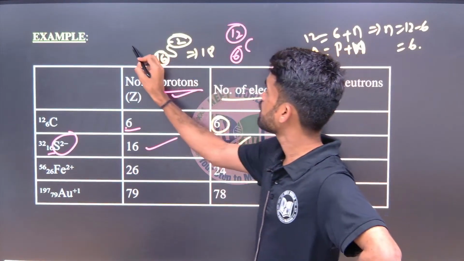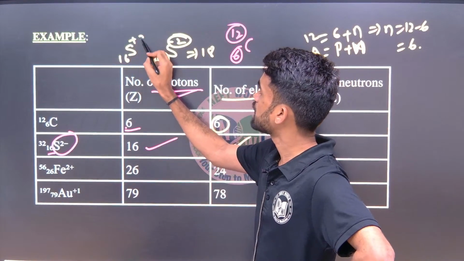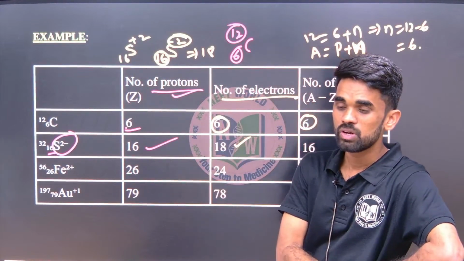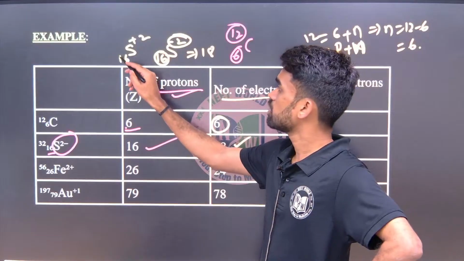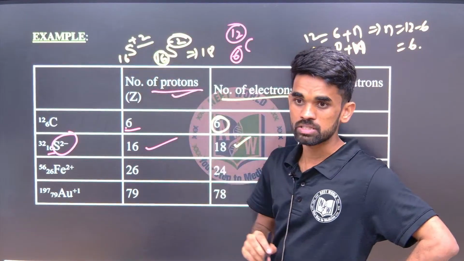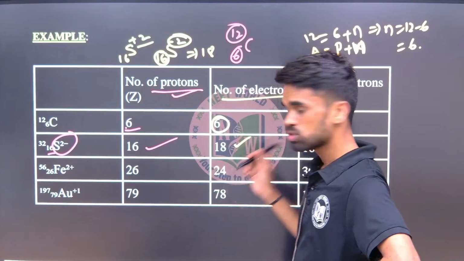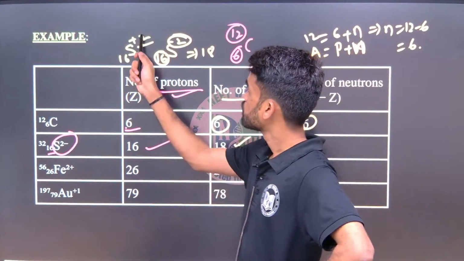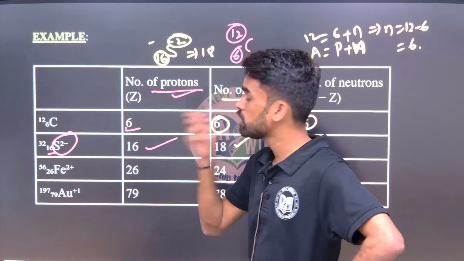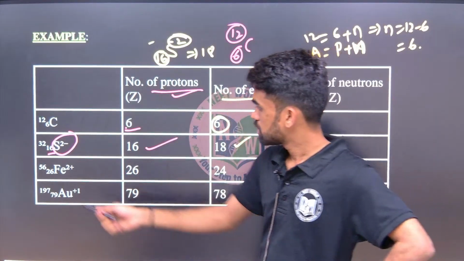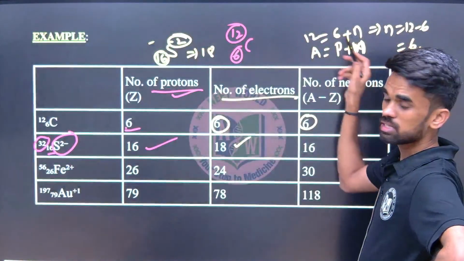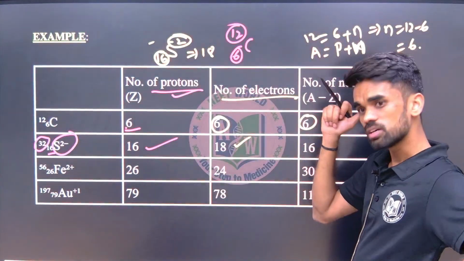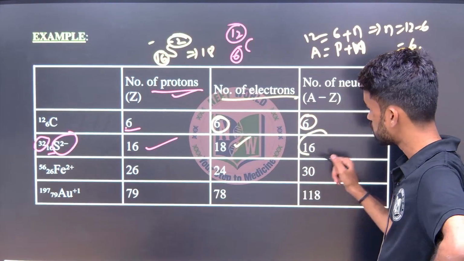If I write the same element, 16, with something like plus 2, what does it mean? 2 electrons removed. So how many electrons are there now? You remove 2 electrons from 16. So how many electrons? 14. Like that you should answer. Now one more thing here. How many neutrons are there? Mass number 32 means, use this 32 minus 16, you get the remaining 16. So the number of neutrons is 16.